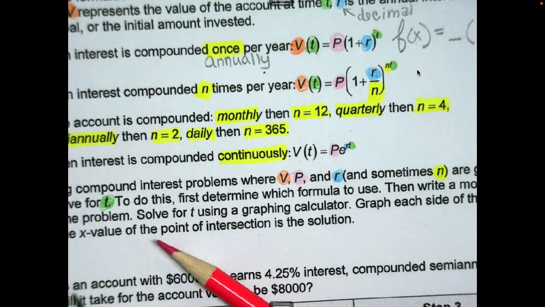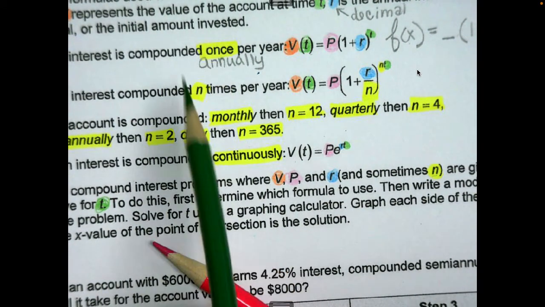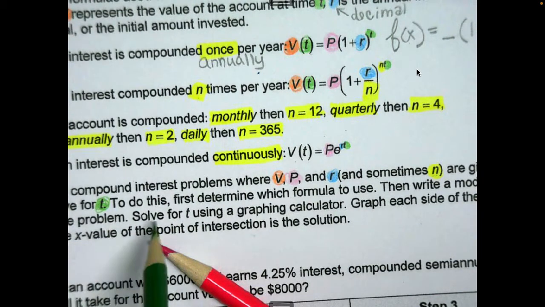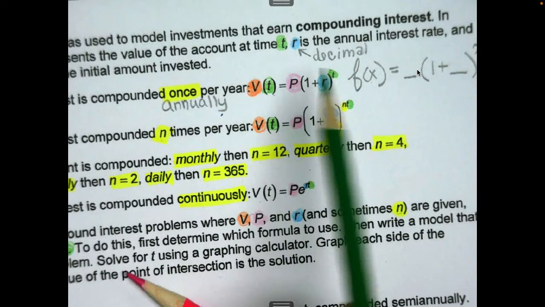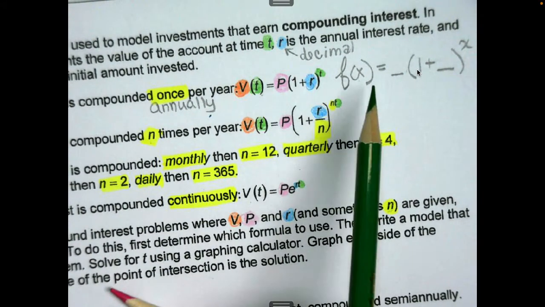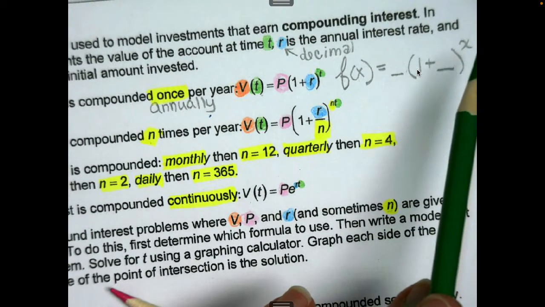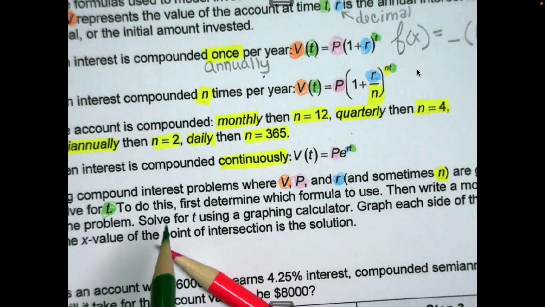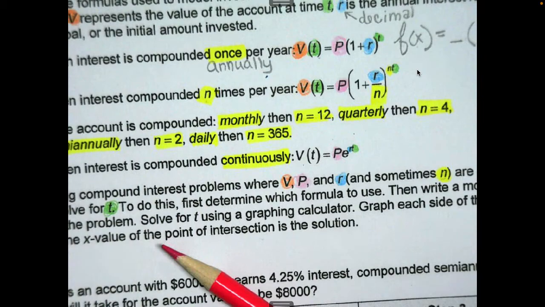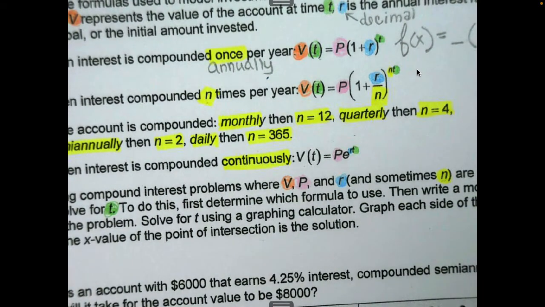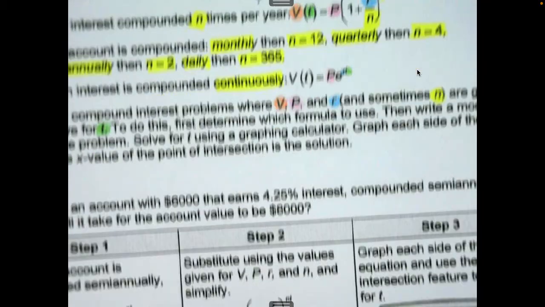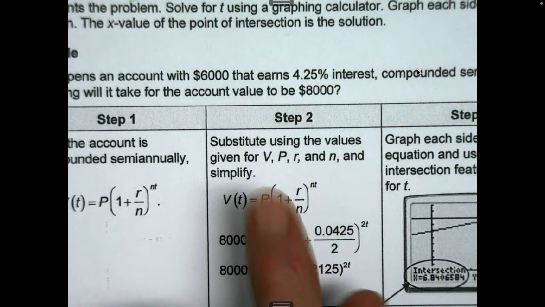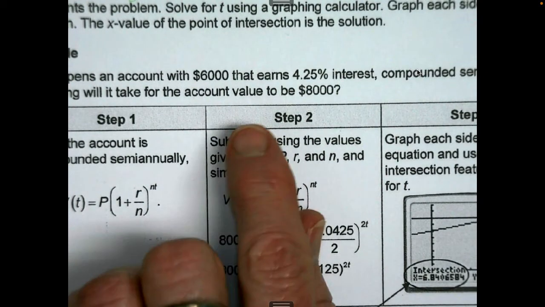To do this, first determine which formula to use. Once a year, so many times a year, or continuously. Then write a model that represents the problems like this. You plug in your parts they give you, your P and your R and your N, if they give you that. Then you solve for T using a graphing calculator. So you're going to have two, and we use Desmos, so we're going to have two graphs for a problem if they want to know the time.